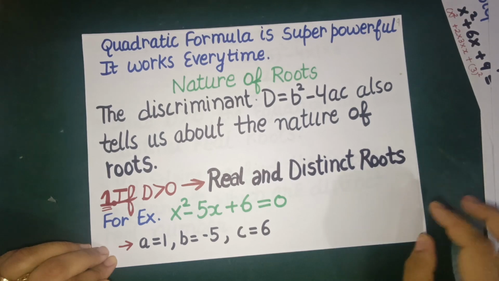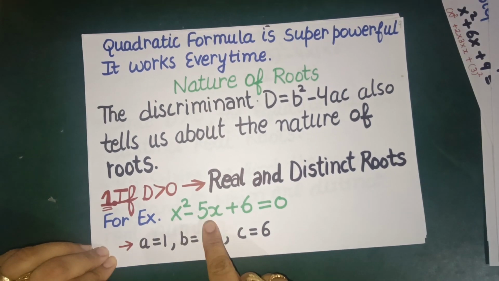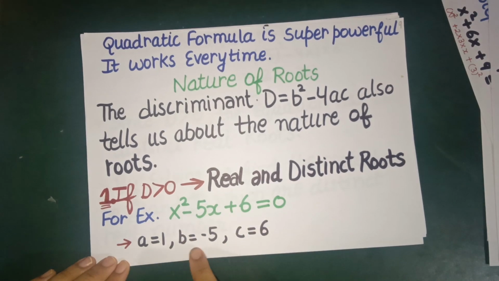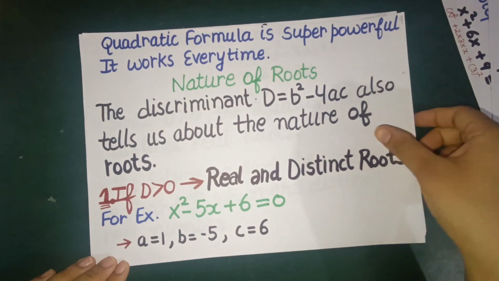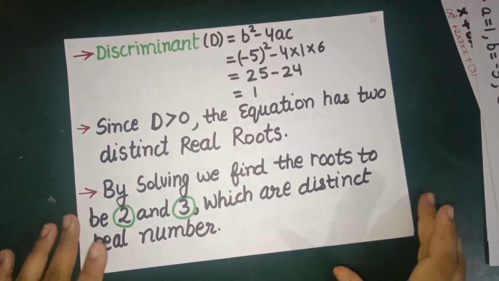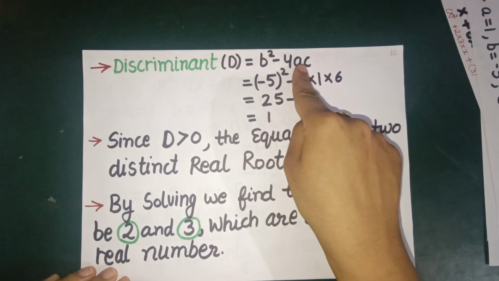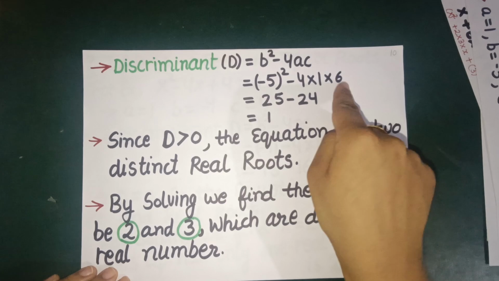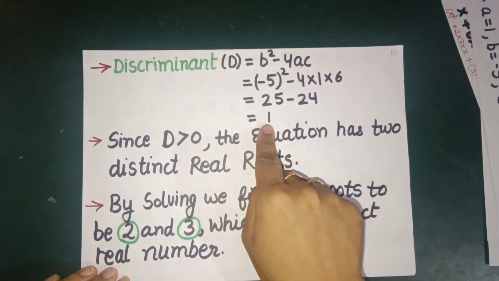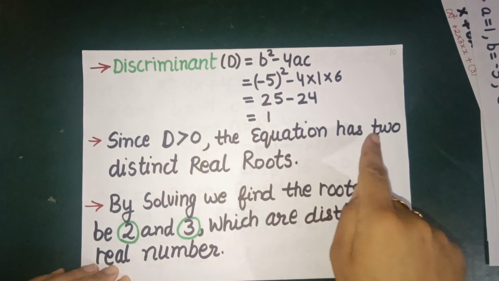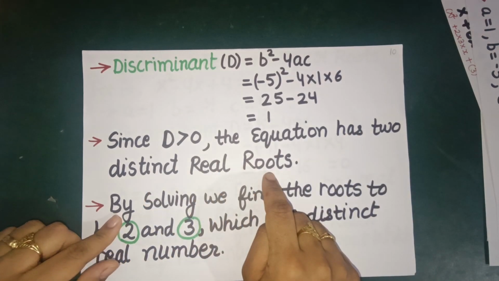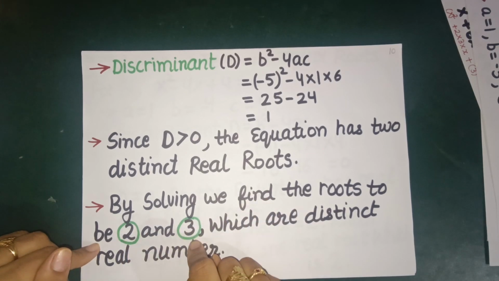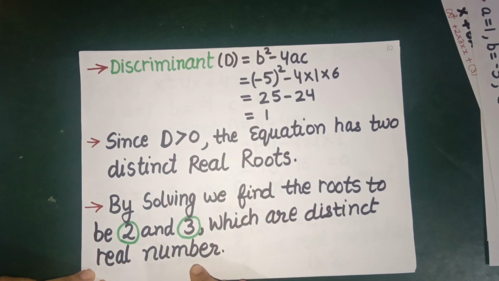Let's take an example and solve. For example, I have the question x² - 5x + 6 = 0. Now here a is 1, b is -5, c is 6. Let's find the discriminant. Here discriminant D is b² - 4ac. So (-5)² - 4 × 1 × 6, that is 25 - 24, which is 1. Since D is greater than 0, the equation has two distinct real roots. And by solving this, we will find that 2 and 3 are the roots, which are distinct and real numbers.